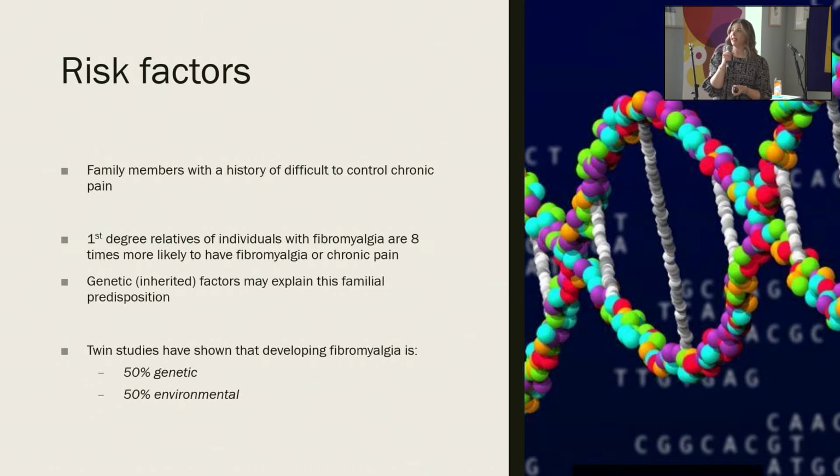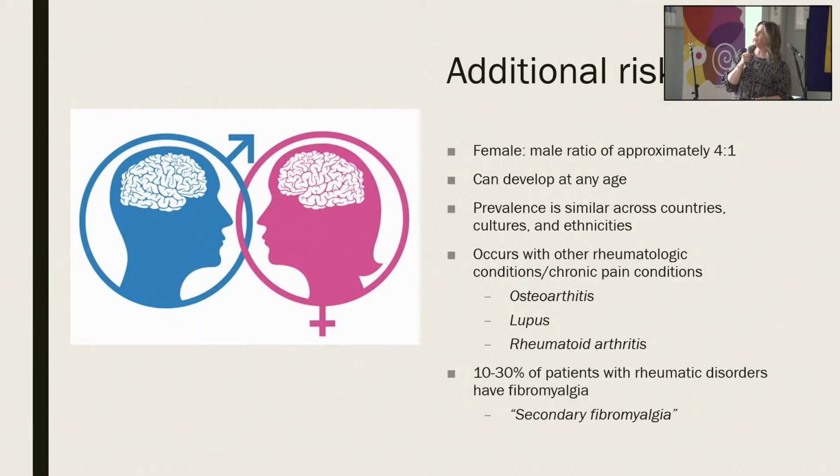When you look at the other risk factors, we know that this is more of a female predominant disorder. If you look at all the studies, there's a variety of ranges of ratios, but generally speaking, it's about 4 to 1 female to male. As I said earlier, it can develop at any age. I've seen patients as young as 14 who remember developing pain when they were about 10 or 11.